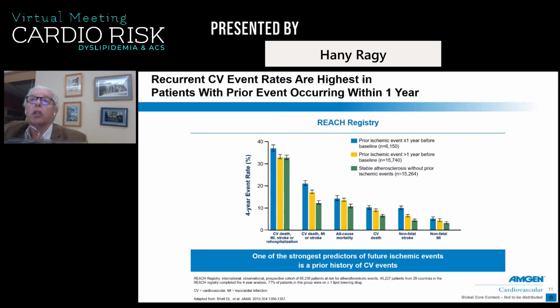The recurrent cardiovascular event rate is highest in patients with prior events occurring within 1 year. So look at this. One of the strongest predictors of future ischemic events is previous cardiovascular events. Compare a prior ischemic event less than 1 year before baseline, or a prior ischemic event very remotely, 2 or 3 years ago, or patients with stable atherosclerosis who have not had a prior ischemic event. You look at the numbers. Again, those who have had an acute ischemic event in the previous year do much worse, in blue.